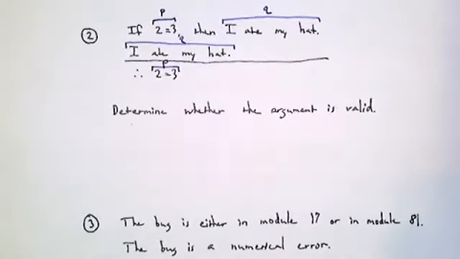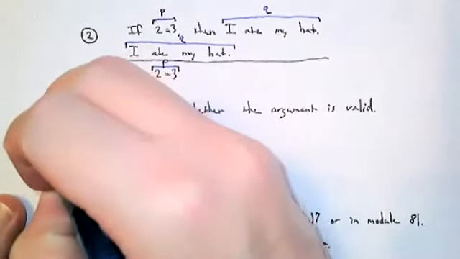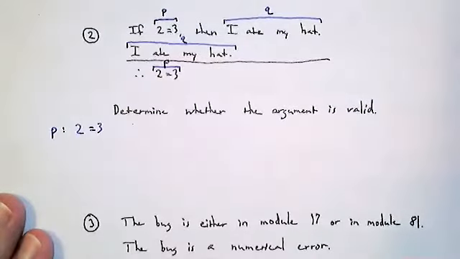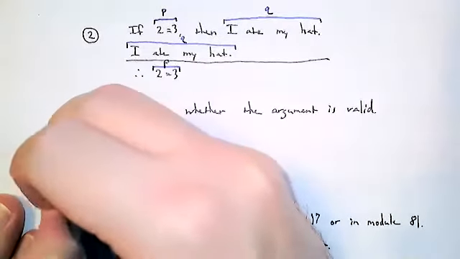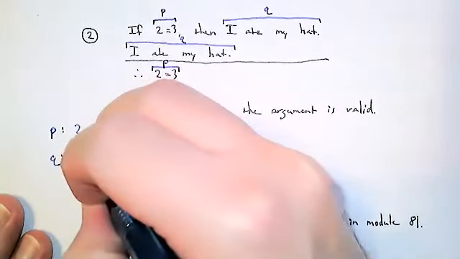And let me write some of what I said down. So we're labeling P for 2 equals 3. And Q is going to represent I ate my hat.